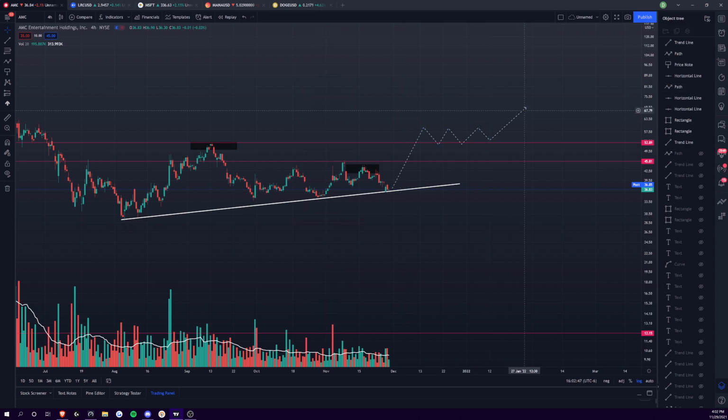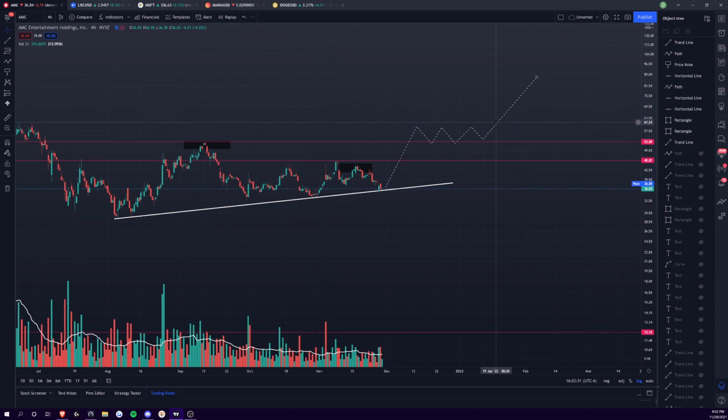Oh, by the way, do not say, oh, you're saying it's going to take until January. I just drew this line. Okay, I'm not giving a timeline.